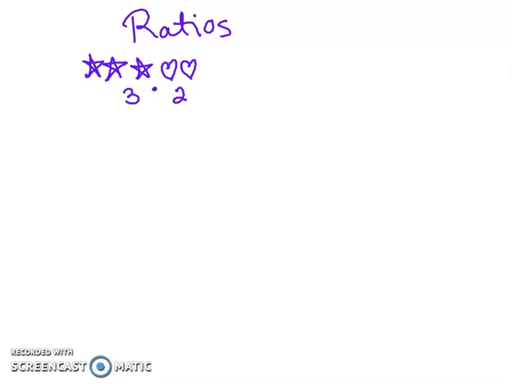I can write it with a colon in between, so that would be 3 to 2. I can write it with the word "to" in the middle, or I can write it as a fraction. Now, if you're writing it as a fraction, even though I can simplify this to a mixed number, I'm not going to, because it still shows me that I have 3 to every 2. Okay. Now, you can use ratios to solve problems.